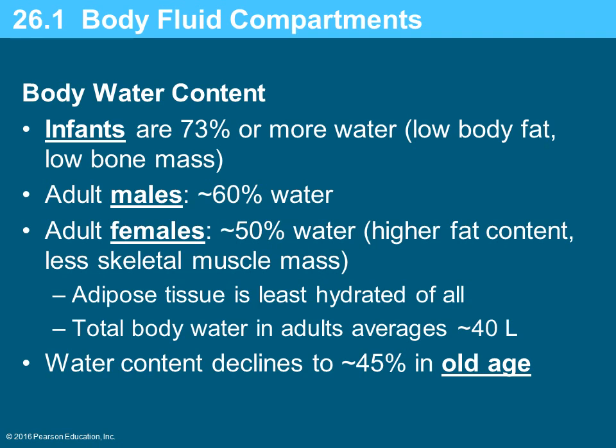Infants are about 73% or more water because there's very low body fat and very low bone mass. Adult males are roughly about 60% water. Adult females are less than that. They're about 50% water. They tend to have a higher fat content than males do and less skeletal muscle mass. As you age, the water content is going to decline even further.